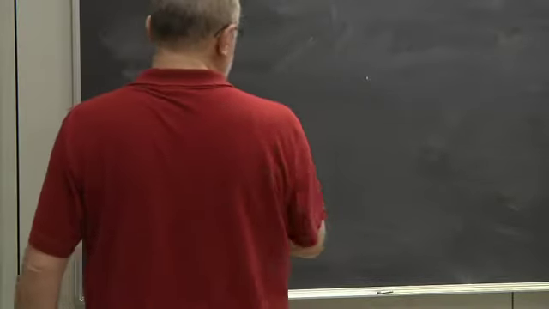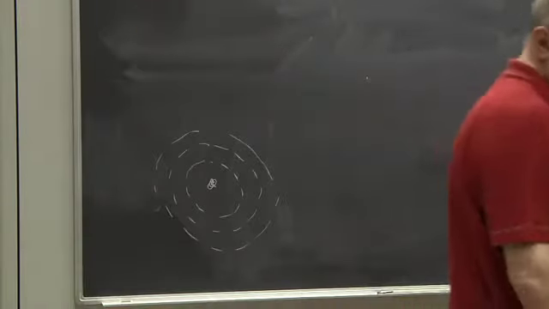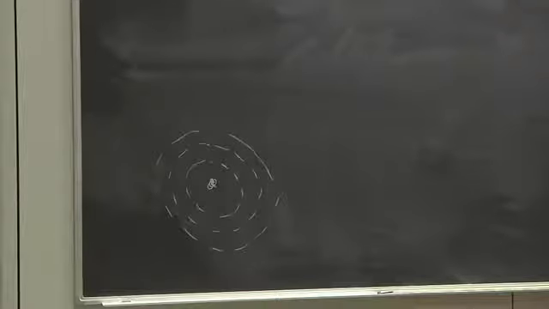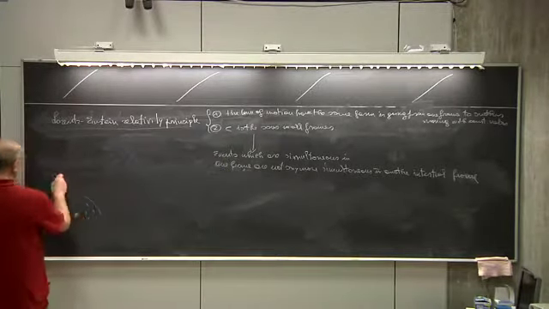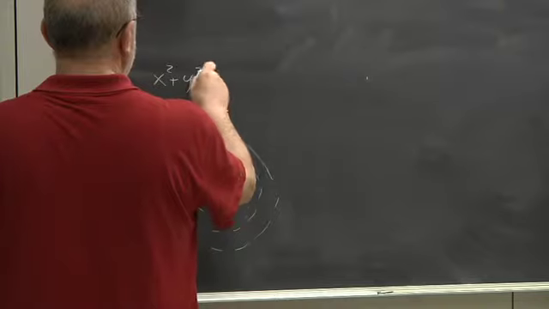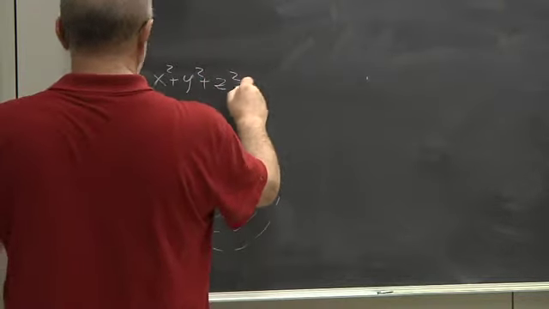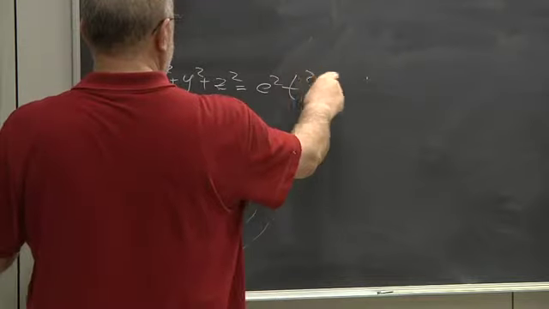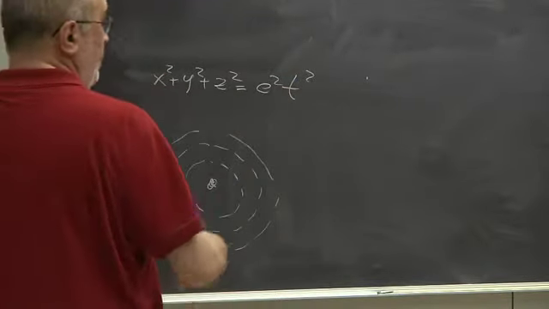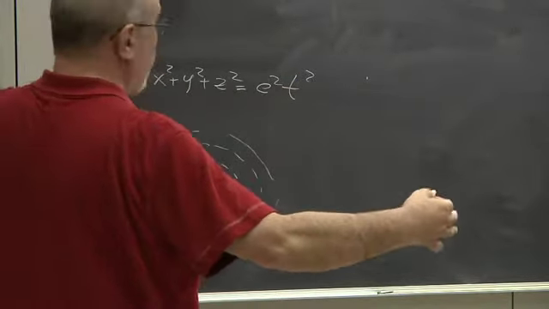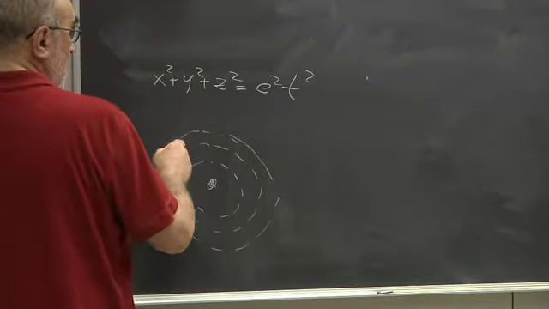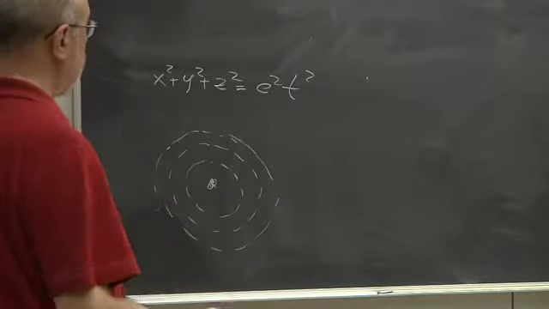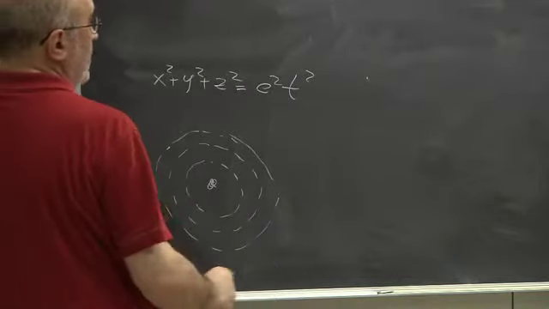Now, can we describe this motion? Yes, this motion of this front wave, and the equation of motion of this is the following: x squared plus y squared plus z squared is equal to c squared t squared. So if I want to describe all x, y, and z of a front of a spherical wave, and this spherical wave is light, changing with time, this is the equation.